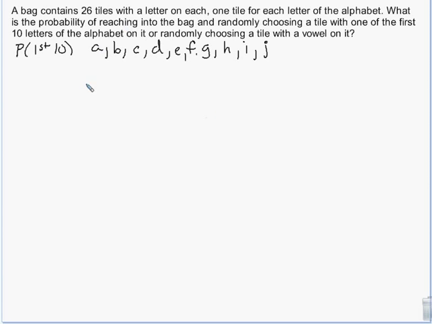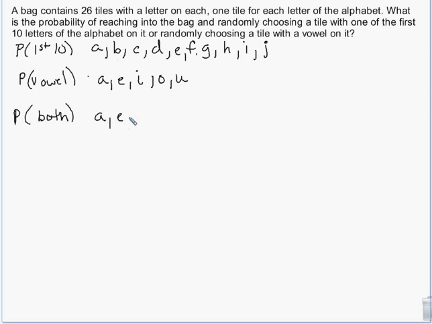Okay, the vowels, A, E, I, O, and U. Sometimes Y? Y doesn't count for the probabilities. They don't count it. Okay, probability of both. If you're a vowel and you're in the first 10 letters, you have A, E, and I.